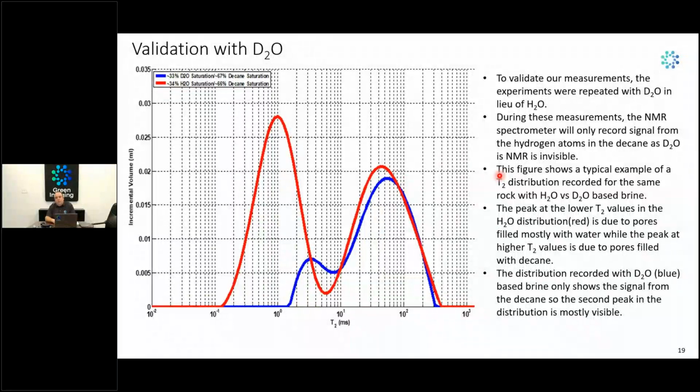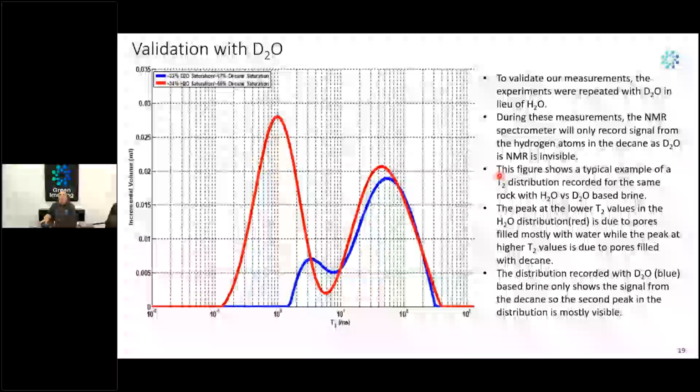And one of the ways we could verify the saturation all the time is to repeat the measurements with D2O. As you all know, D2O is hydrogen NMR invisible. So if we repeat the measurement with D2O, we should only see the hydrogen from the oil. So this meant we should be able to determine the oil saturation directly from these D2O NMR measurements. And if you know the oil saturation, you can quickly determine the corresponding brine saturation.